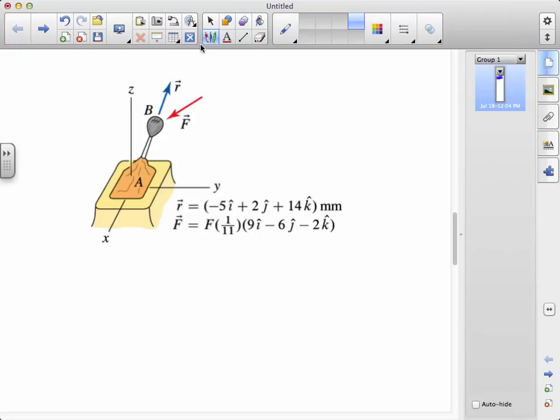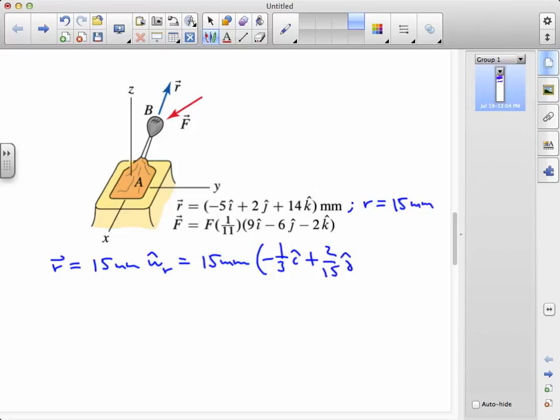R is given in the problem statement, and we'll just note that we can find the magnitude of R as the square root of the sum of the squares of these components, and that turns out to be 15 millimeters. So we can write R as 15 millimeters on a unit vector that points in the direction of R, and that unit vector is simply minus 1/3 i plus 2/15 j plus 14/15 k.